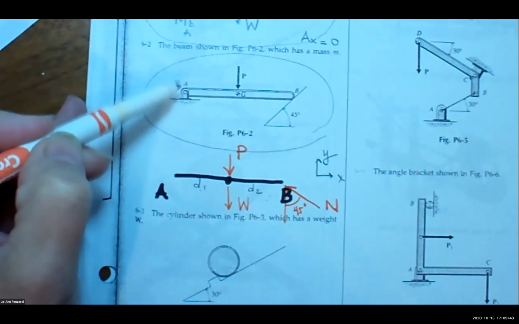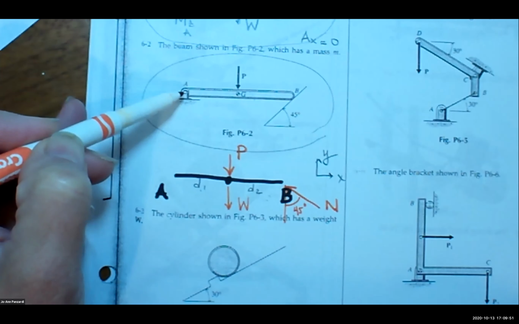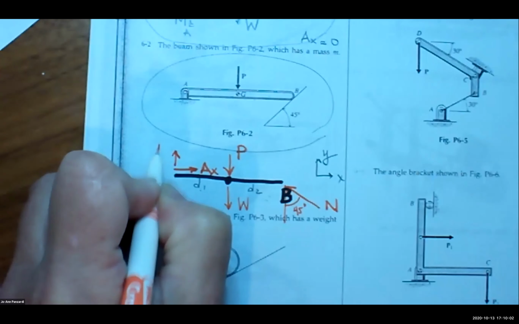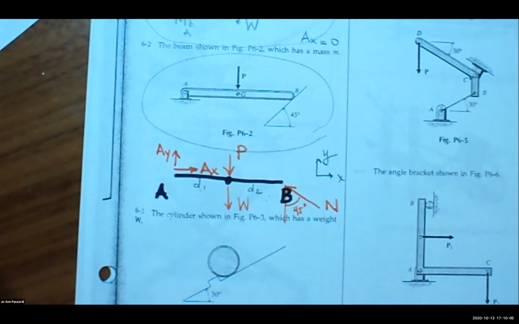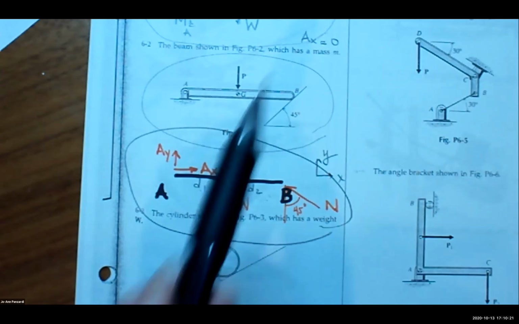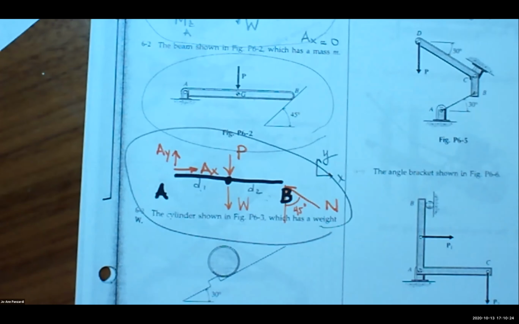Okay, what else? What is going on at point A? What kind of support is that? It's a pin. And what could a pin resist? X and Y, but no moment. Great. AX, AY. That's it. So instead of drawing free body diagrams of points, we're now drawing free body diagrams of rigid bodies. We have to account for all the loads on it, including the reactions at the supports.